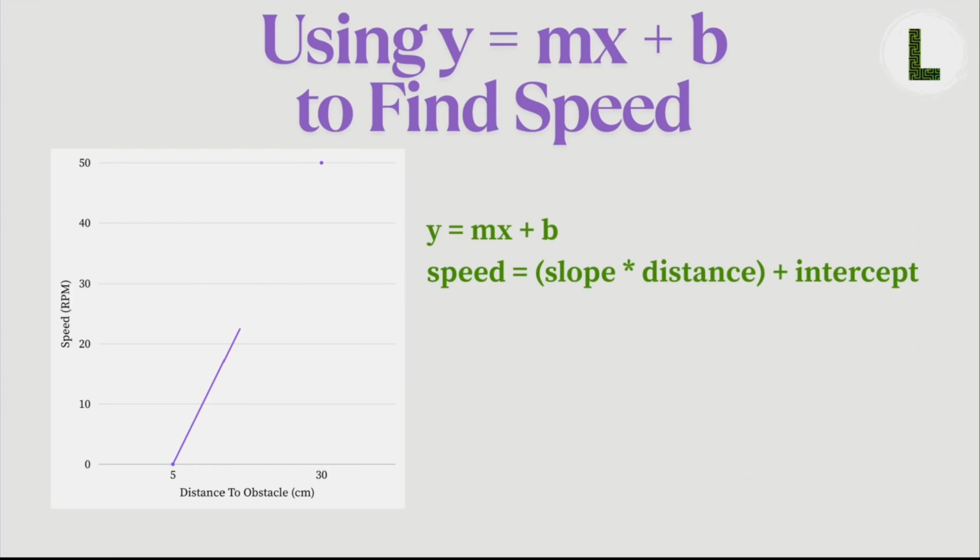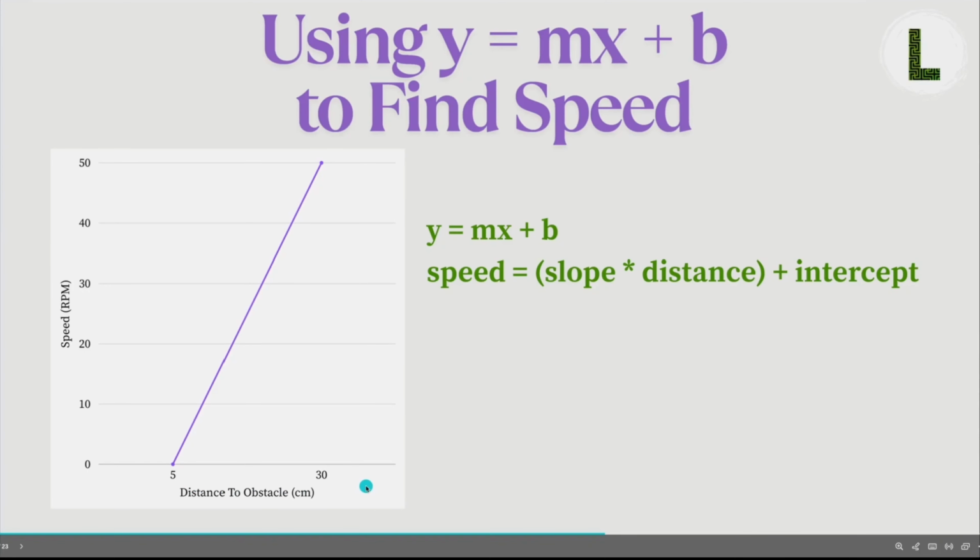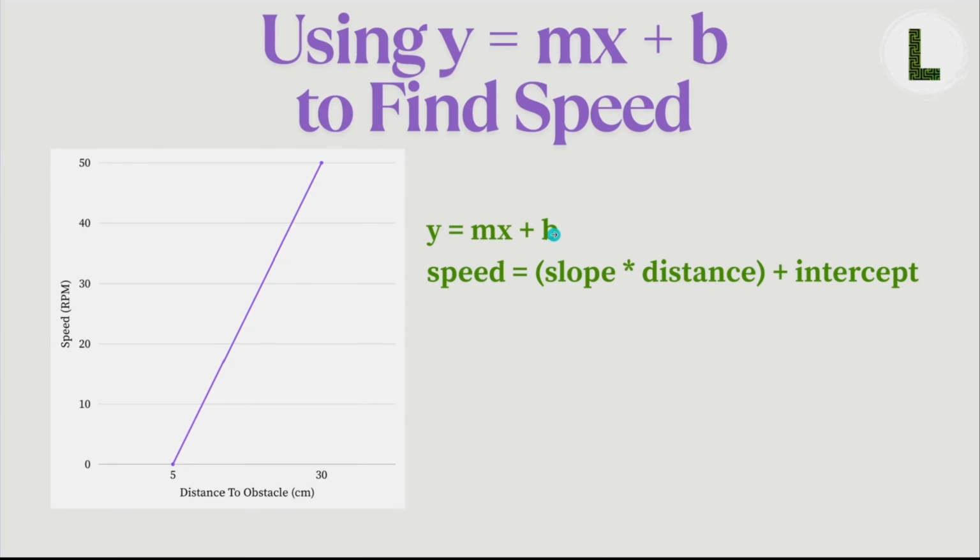If you've seen the slope-intercept form, you can also write this as a math equation. Speed equals slope times distance plus intercept. y equals mx plus b is the slope-intercept form. Here, our y is the same as speed because speed is on our y-axis in the graph, and x corresponds to distance since distance is on our x-axis. m is the slope and b is the y-intercept. We already figured out the slope in the previous slide, which was 2 RPM per centimeter.